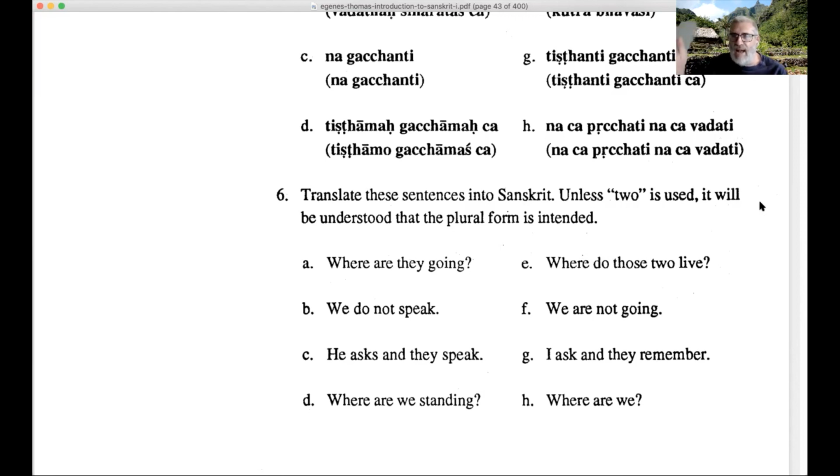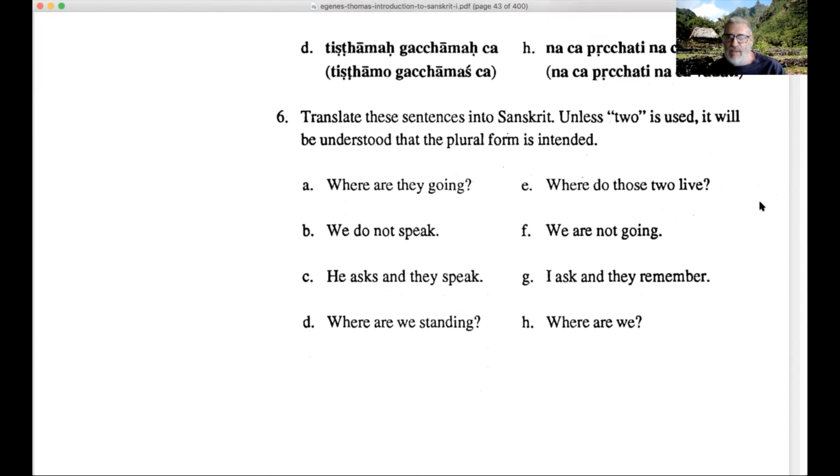So she doesn't ask and she doesn't speak. Or he doesn't ask and she doesn't speak. Or it doesn't ask and it doesn't speak. He doesn't ask, she doesn't speak, she doesn't ask, he doesn't speak, whatever. Right. Or it doesn't ask and it doesn't speak. Like that. Good. Okay. You think we could do it in Sanskrit?